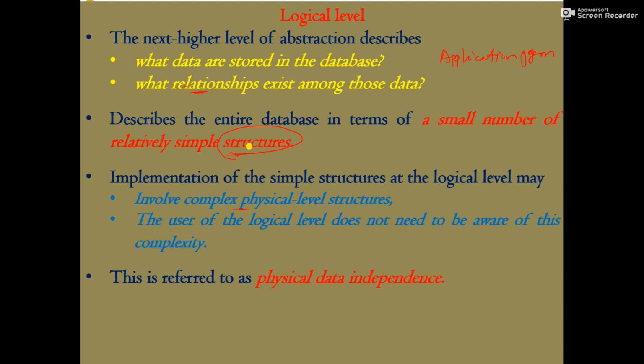Right? Clear? So, this is called physical data independence. Since I want to represent the complex data structures on the next level, I am trying to hide certain physical information, or certain complex physical structures, and replacing those complex physical structures with simpler structures. So this process is called physical data independence.